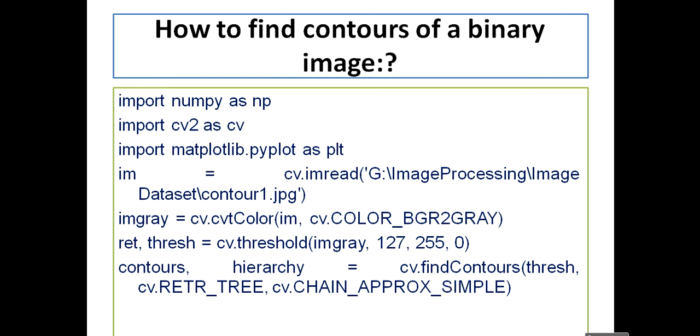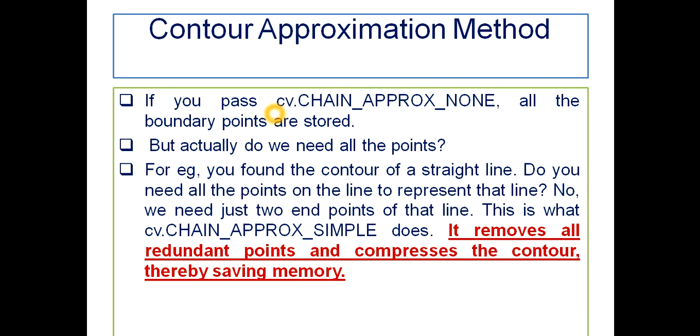So I am repeating again. When you pass cv.CHAIN_APPROX_NONE, all the boundary points are stored. But the question is, do we need all the points? For example, consider an image which has only a straight line, and you need to find the contour of that line. Do you need all the points on the line to represent it?